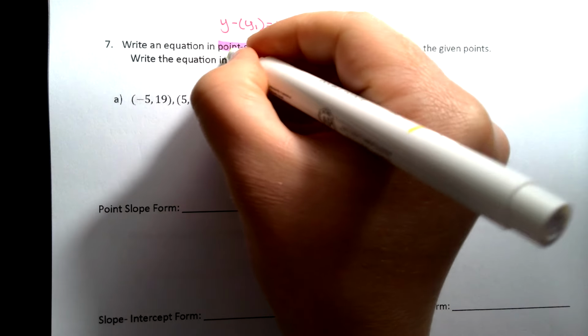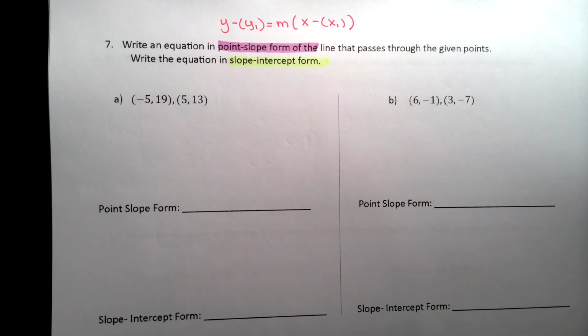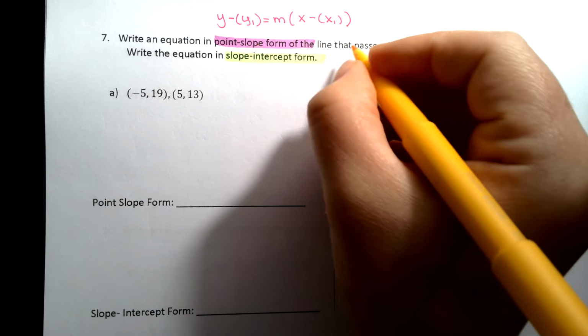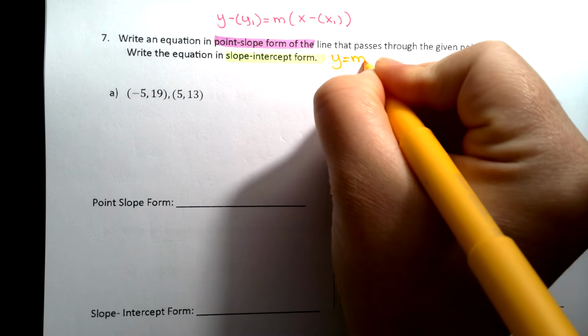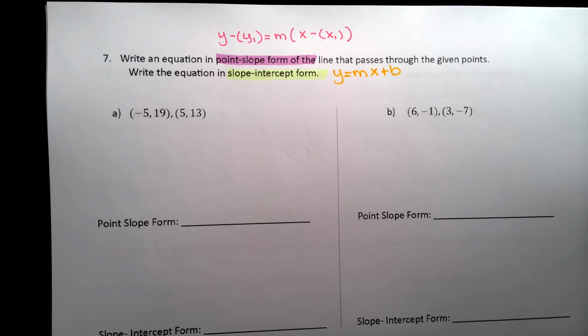Okay, so we're continuing now. Write the equation in slope-intercept form. So again, this is a two-part question. First they wanted it in point slope form, which is here, this pink. Then they want it in slope-intercept form, which is this yellow.